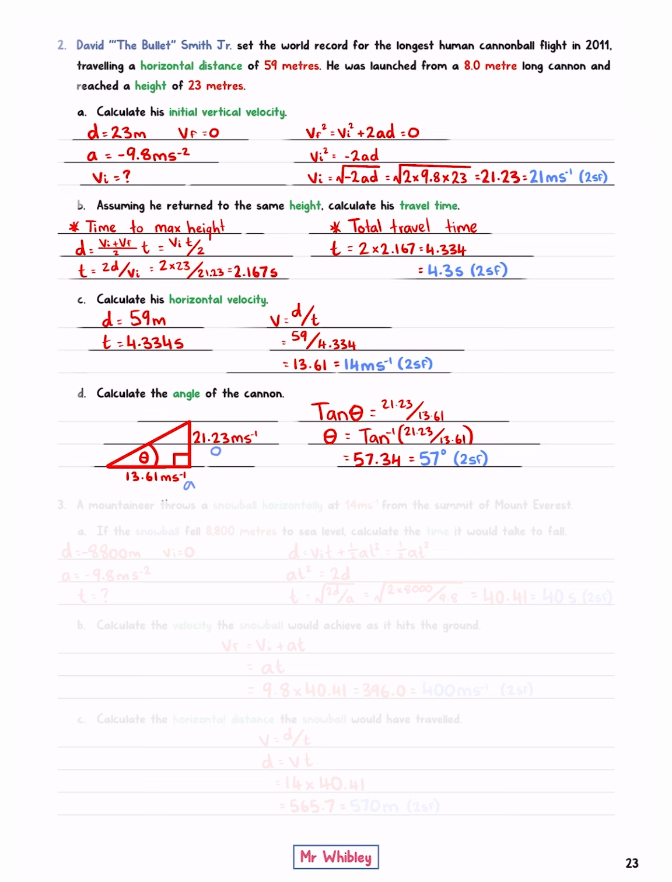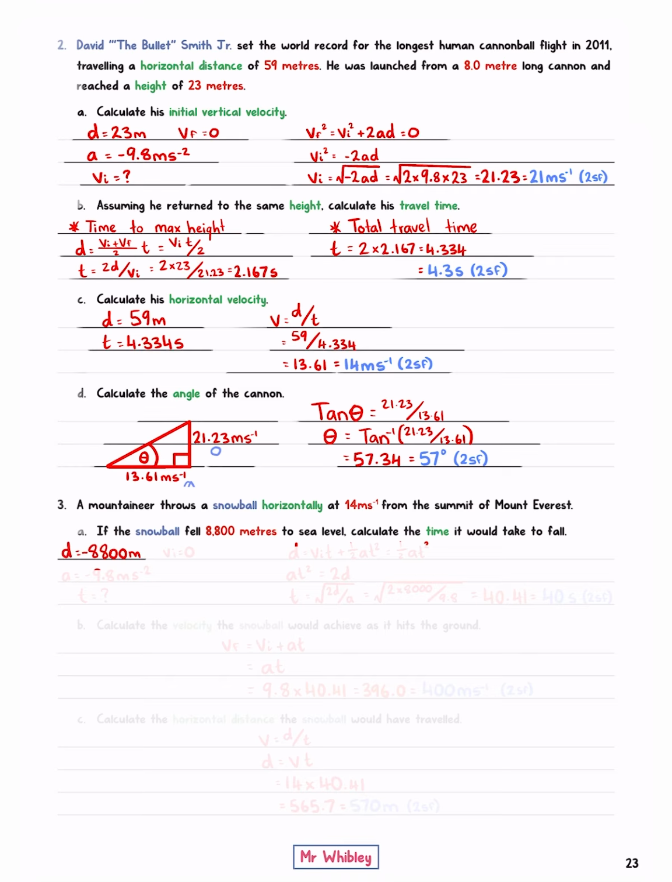Question 3. A mountaineer throws a snowball horizontally at 14 meters per second from the summit of Mount Everest. If the snowball fell 8,800 meters to sea level, calculate the time it would take to fall. To do so, we can consider the vertical motion. It falls a vertical distance of 8,800, has an initial vertical velocity of 0 because it's thrown horizontally, accelerates downwards at 9.8 meters per second squared, and we're interested in the time.